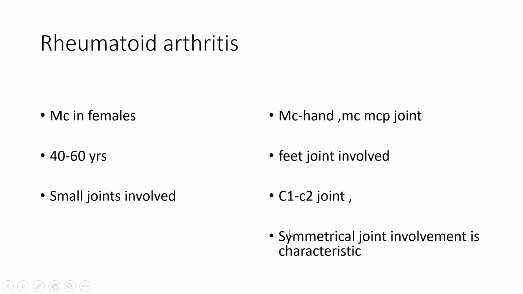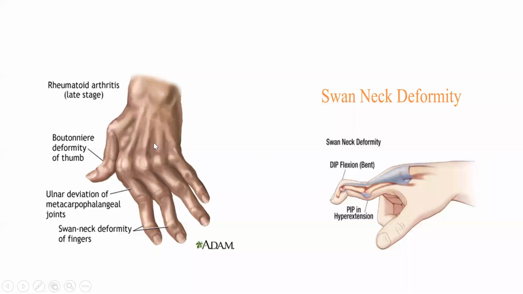C1, C2 atlantoaxial joint are also involved in rheumatoid arthritis, where you find C1, C2 dislocation. Symmetric joint involvement: since it's a systemic disease, the involvement would always be symmetrical. This is a very important feature of rheumatoid arthritis. Normal osteoarthritis is mainly involving the bigger joints like knee joint, hip joint, like Heberden's and Bouchard's nodes. But rheumatoid arthritis is typically involving the small joints. Small joints means hand and feet.